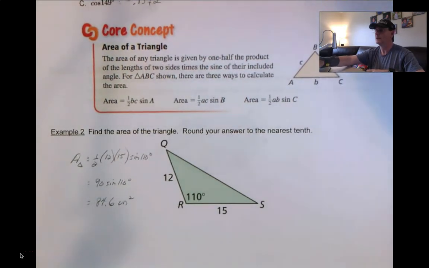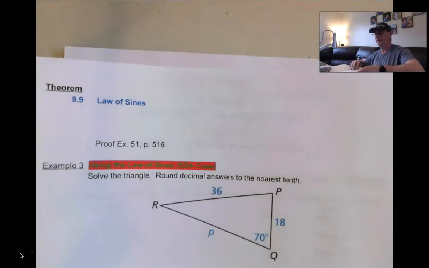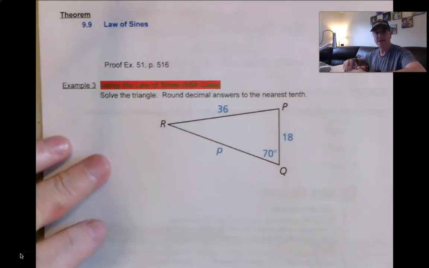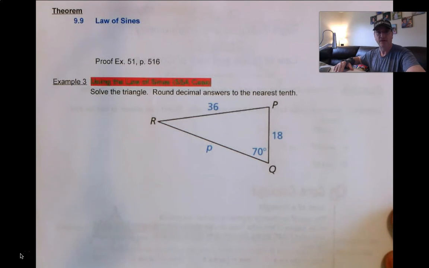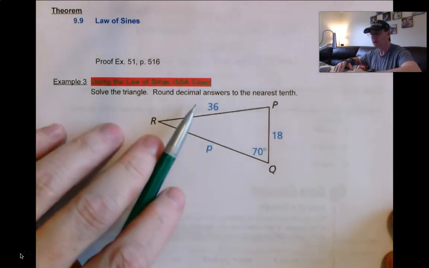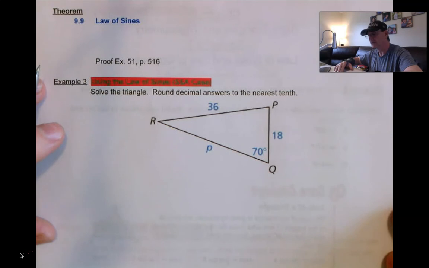Example 3. Our first time using the law of sines. Okay, law of sines is the easier of the two. It's a nice simple ratio. Sine of big A over little a equals sine of big B over little b equals sine of big C over little c, or little a over sine of angle A, you can do the reciprocals of all of them, is going to equal little b over sine of angle B, or little c over sine of angle C. So we're going to solve this triangle, round the answer to the nearest tenth.